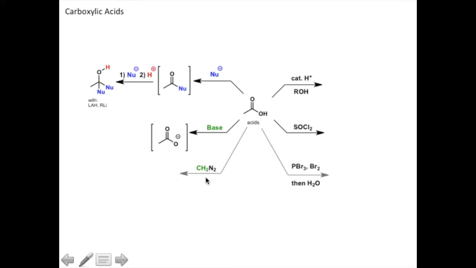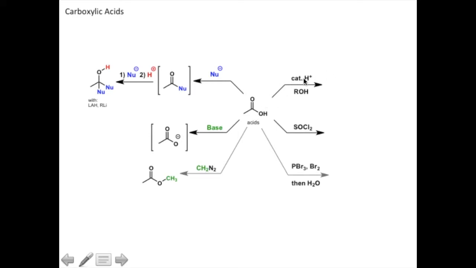An interesting reaction is with CH2N2, that's diazomethane. So CH2 here has a negative charge, which means it's a base. It deprotonates the acid, and then the O- replaces the nitrogen, and that results in formation of a methyl ester. So this reagent is a very nice way to convert an acid into a methyl ester.